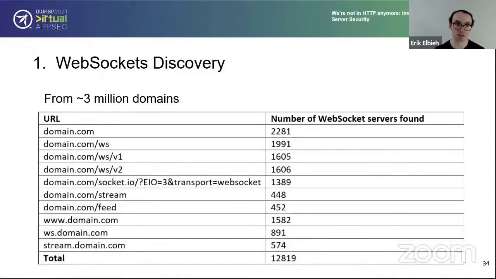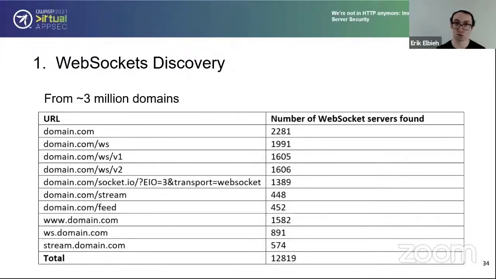And again, the data set is about 3 million domains that was scanned, and the total of 12,819 WebSocket servers doesn't mean these are all unique servers because there is some duplication among the results. But if we do the quick math of assuming those are unique, it's about 0.4% of websites or of domains that have a WebSocket endpoint.